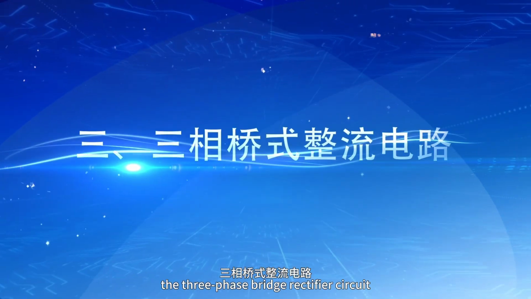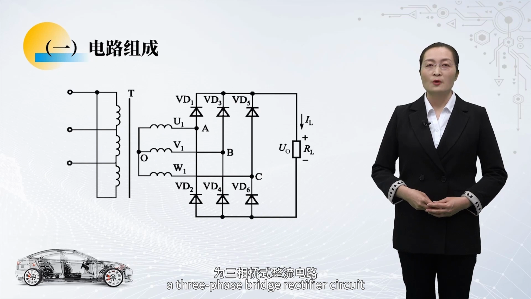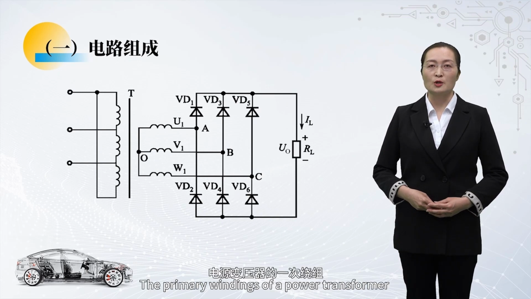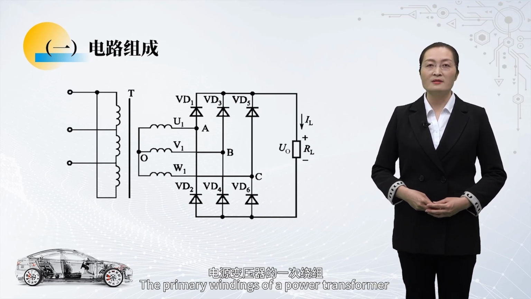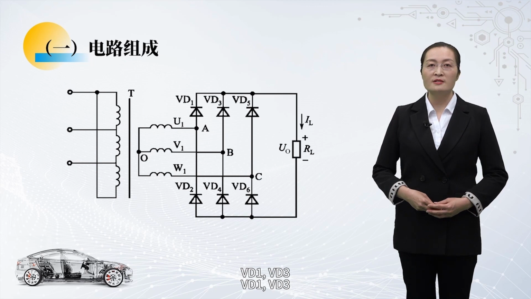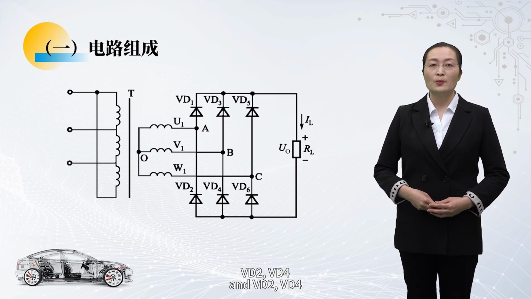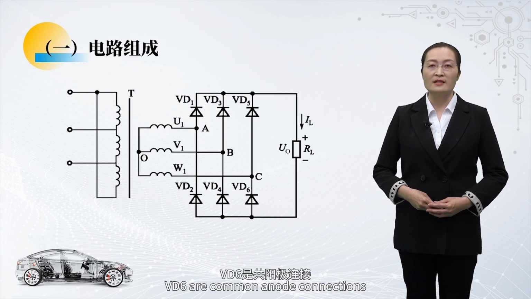Thirdly, the three-phase bridge rectifier circuit. The figure shows a three-phase bridge rectifier circuit. The primary windings of a power transformer are delta connection and the secondary windings are star connections. VD1, VD3, VD5 are common cathode connections, and VD2, VD4, VD6 are common anode connections.